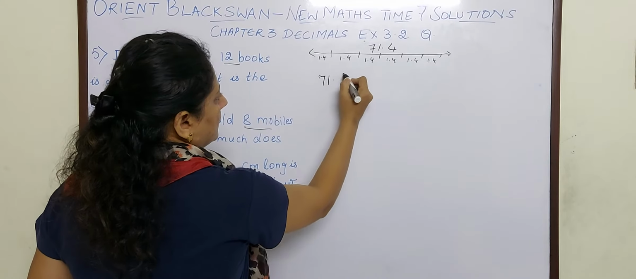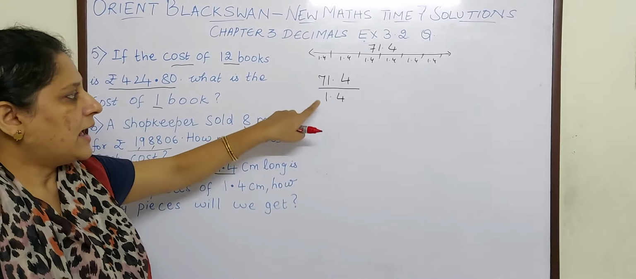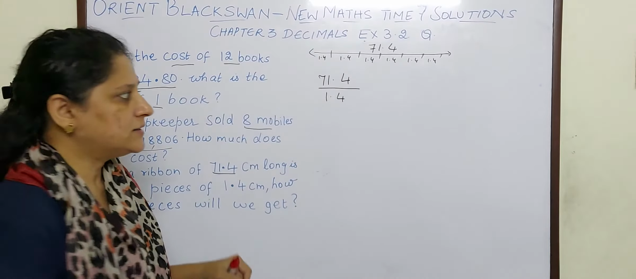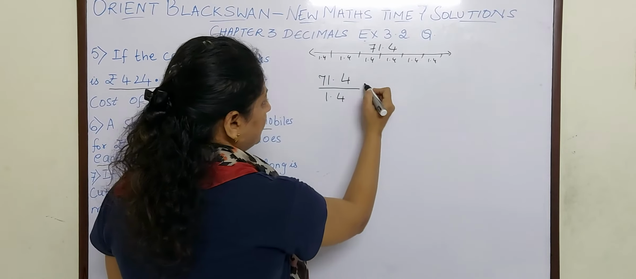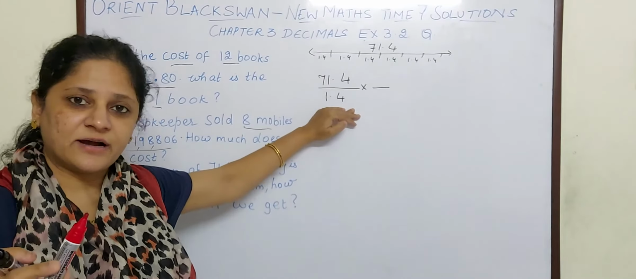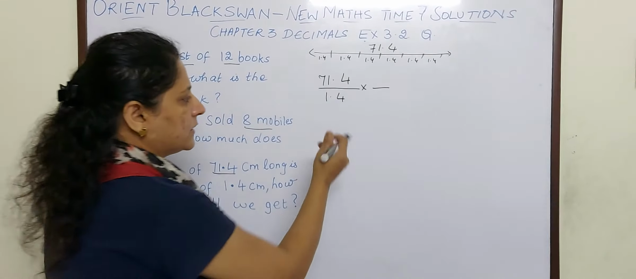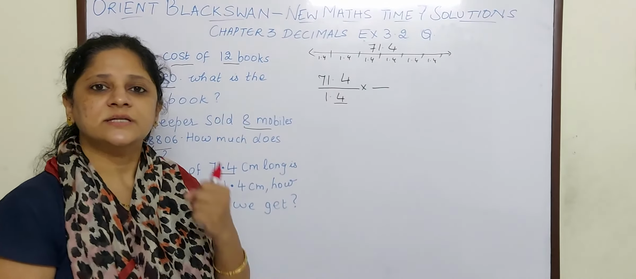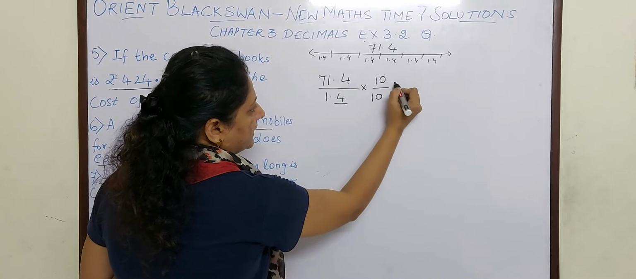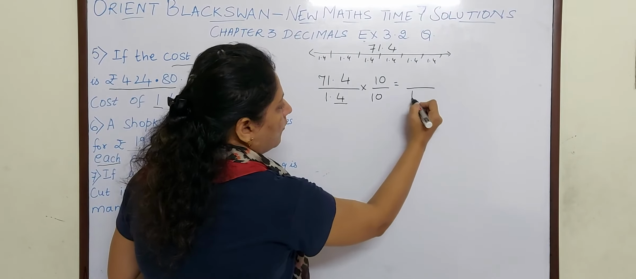71.4 divided by 1.4. Now this is the total length of ribbon and this is the centimeter of each piece. So let us divide this. Now we have learnt in division of decimal by a decimal that there should be no decimal in the divisor. So we will be multiplying this by 10 so that it becomes a whole number. Why are we multiplying it with 10? Because it has one decimal place. So multiplying the dividend and divisor, when you multiply, the decimal goes one place towards your right.